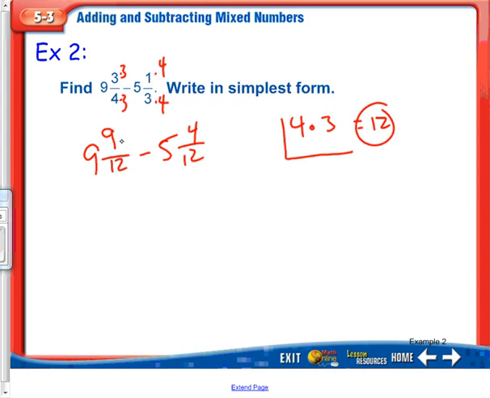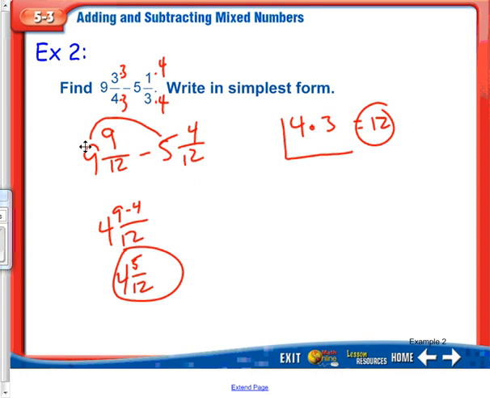Okay, now, is the numerator on the left bigger than the numerator on the right? Because we are subtracting, so I have to ask that question. 9 is bigger than 4, so I can go ahead and I can evaluate. So 9 minus 5, go ahead and do your whole numbers. 9 minus 5 is 4, and then we're going to do 9 minus 4 all over 12. Okay, and then we can rewrite that as 4 and 5/12. And I can't simplify that at all, so that's my whole answer.